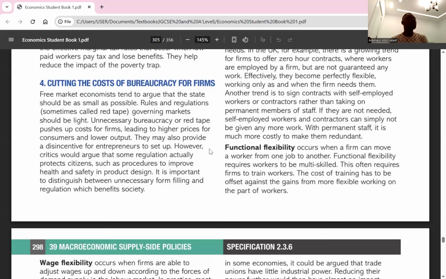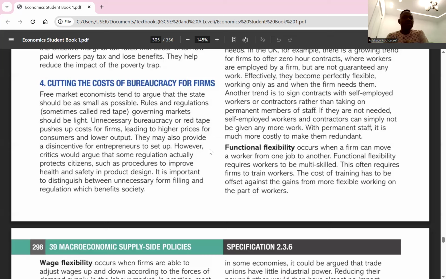But if bureaucracy continues to rise, or if bureaucracy continues to be so tight for firms, it will discourage them from setting up. And if new firms are not setting up in a country or in a market, it means output in that market is expected to fall and prices are expected to rise. Is it clear? They may also provide a disincentive for entrepreneurs to set up.